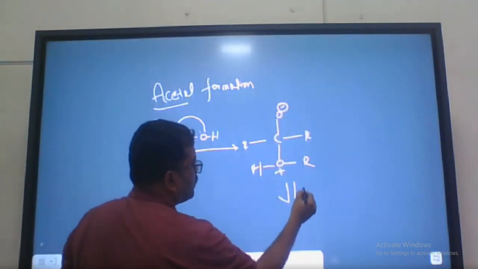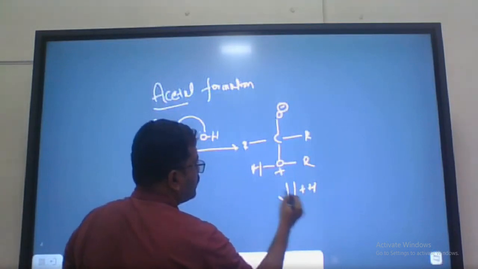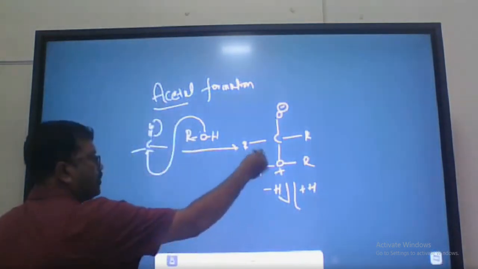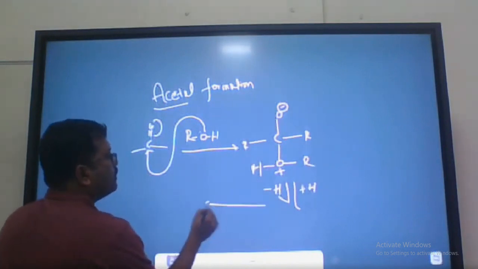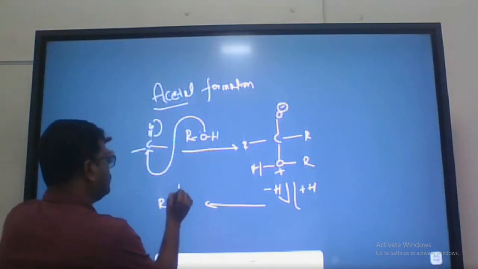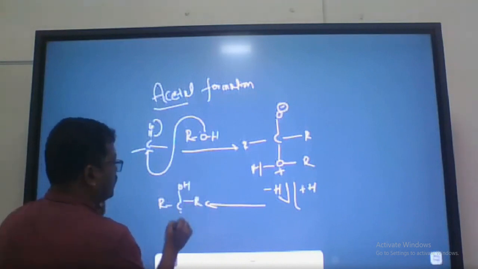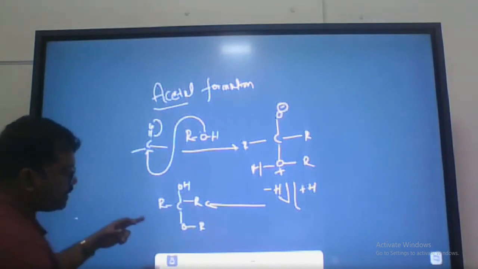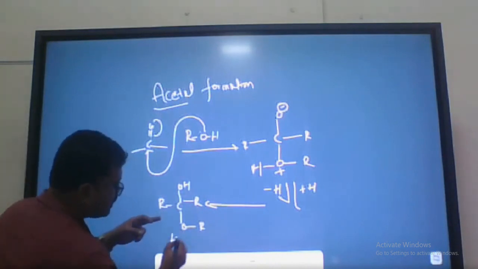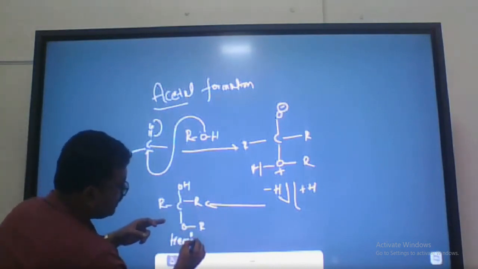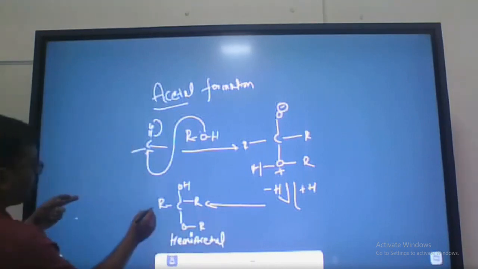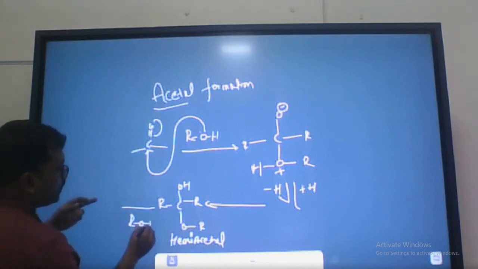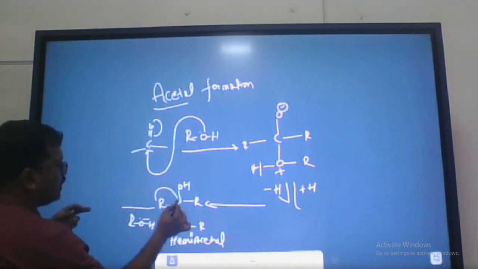Next step, H is eliminated, and this H plus is added here. OH and this is R and this is OR. This is hemiacetal, with only OR and OH. This is not complete acetal. So add one more molecule.